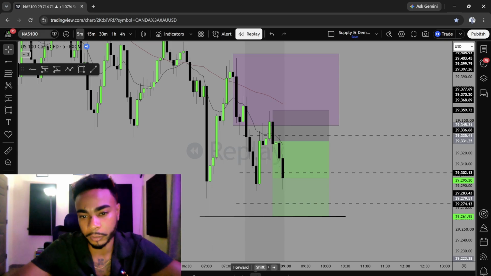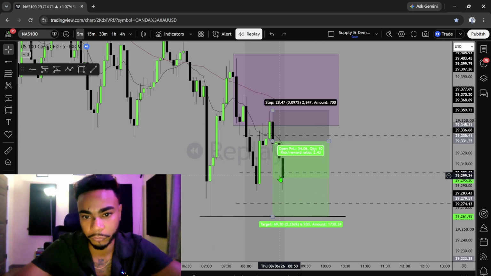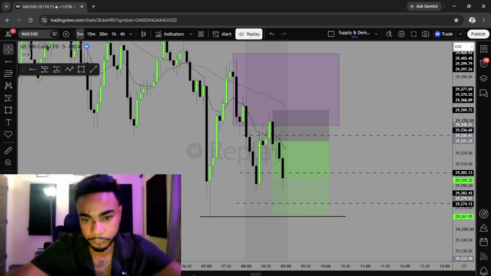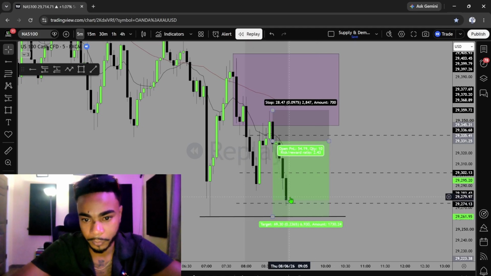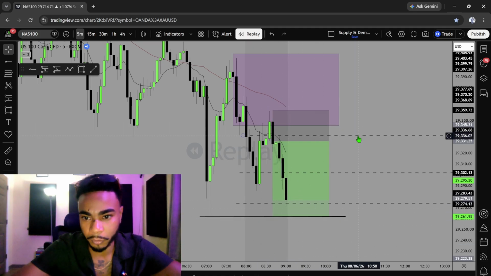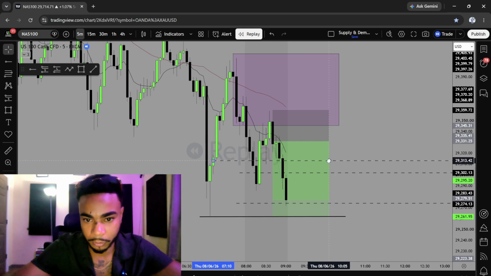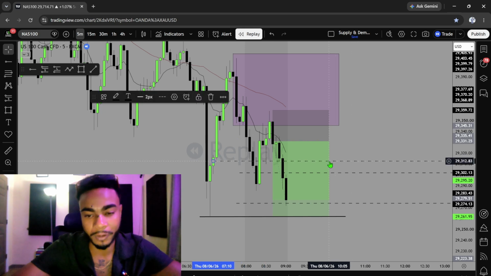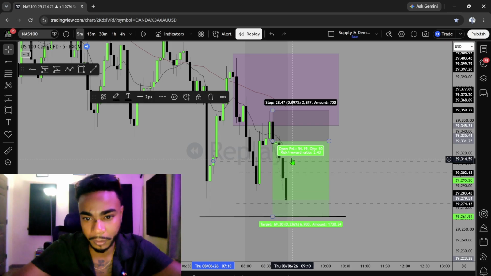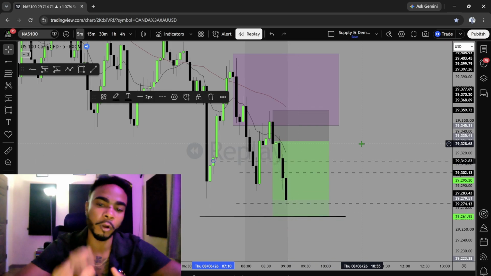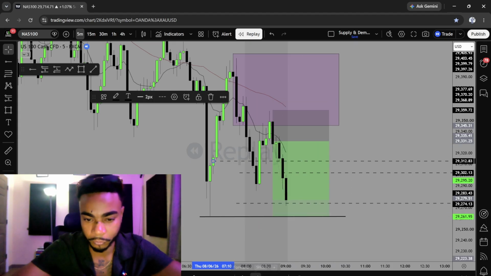So from here we're just waiting. Price already hit our first target. I move my stop loss lower, and from here I was just waiting for price to hit my second target. Bam. Price hit my second target. From here I have moved my stop loss down here, securing profits. So now my stop loss is in profit. Now if price comes back up and hits my stop loss, which is in profit, I still walk away with some profits for this trade alone.